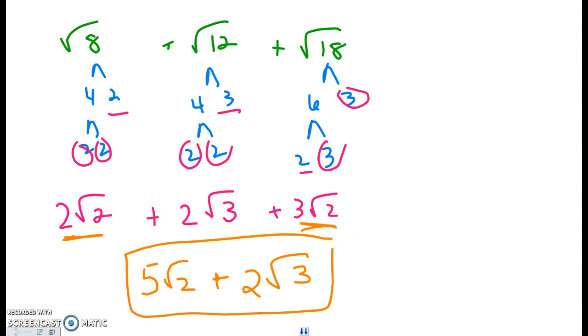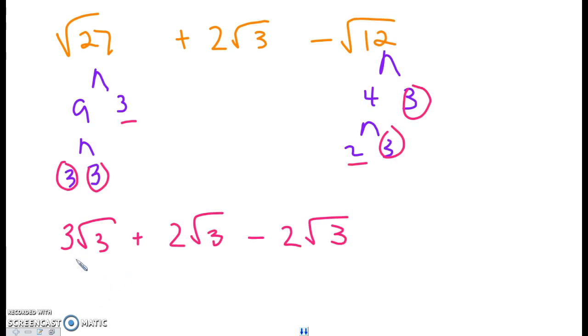Subtraction works the same way. You just subtract what you need versus adding. So let's go ahead and try one on our own. We'll do radical 27 plus 2 radical 3 minus radical 12 and see if we can solve that.